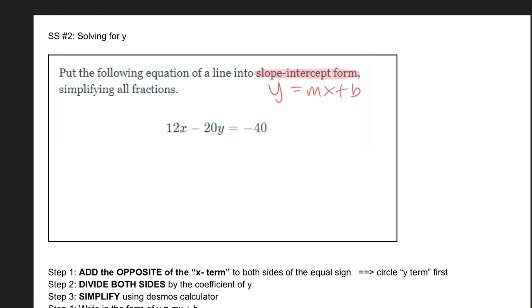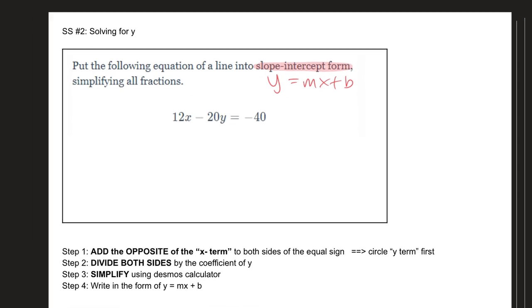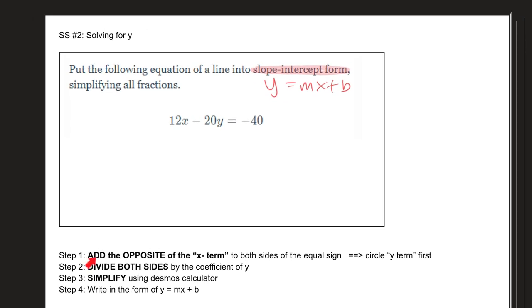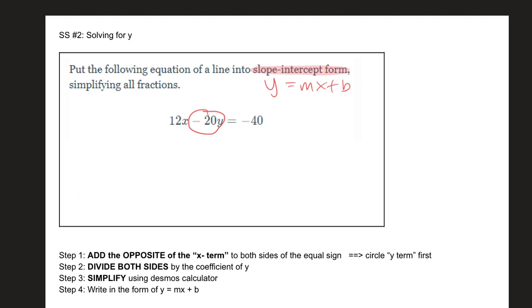Okay, so to do that, we're going to just follow these 4 simple steps that I have right over here. Okay, so the first step says add the opposite of the x term to both sides of the equal sign. Okay, and I'm going to try to first circle the y term on these. So we see our y term right over here. I'm going to circle that, including that negative. So that's why it's very important, because we don't want to forget that it's a negative 20y.